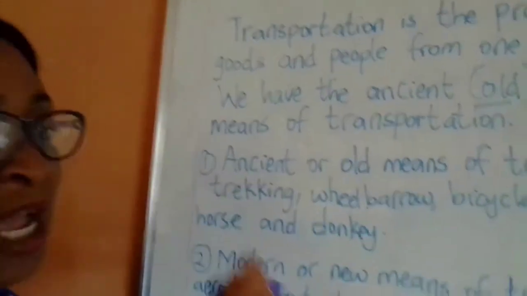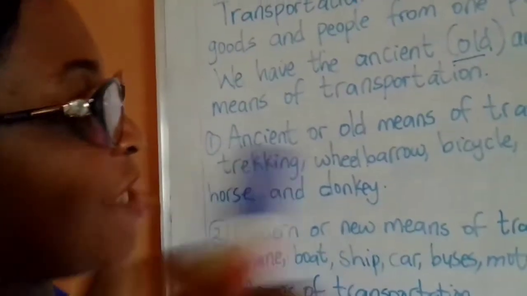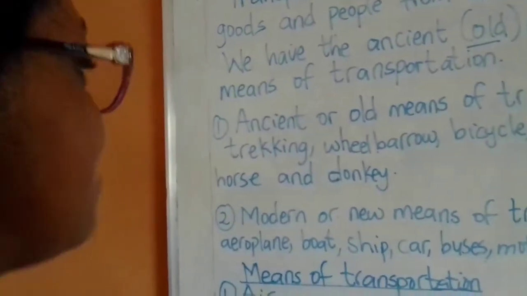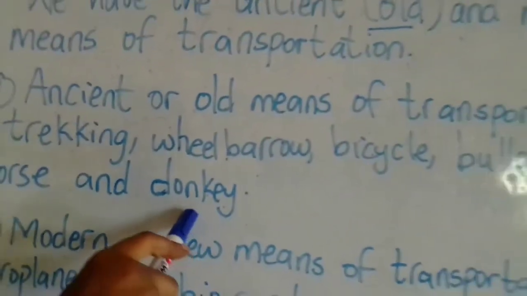Now, this type of transportation includes trekking. People carry goods on their head, they carry on their shoulders, some carry on their backs, some carry on their hands too, and trek. We have the wheelbarrow, bicycle, bullock carts, camel, horse, and donkey.